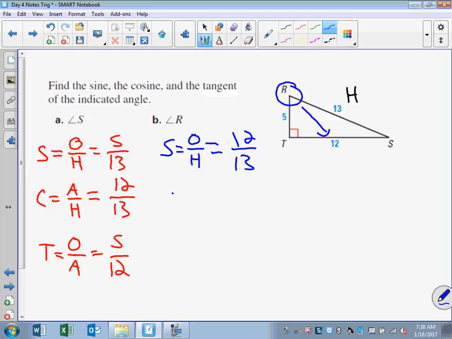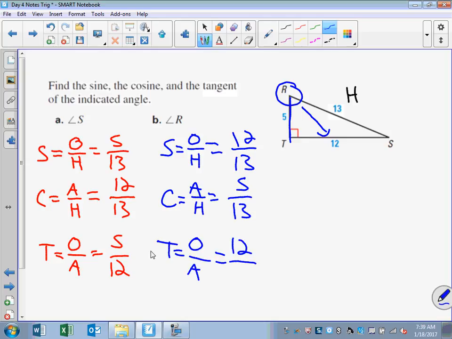Then we got cosine, adjacent over hypotenuse. That's going to be, hypotenuse is 13. Okay. Now the side that shares angle R is this side, RT, which is 5. And finally we have tangent, which is opposite over adjacent. We already know the opposite side is 12, and we know that the adjacent side is 5. So we got 12 over 5.